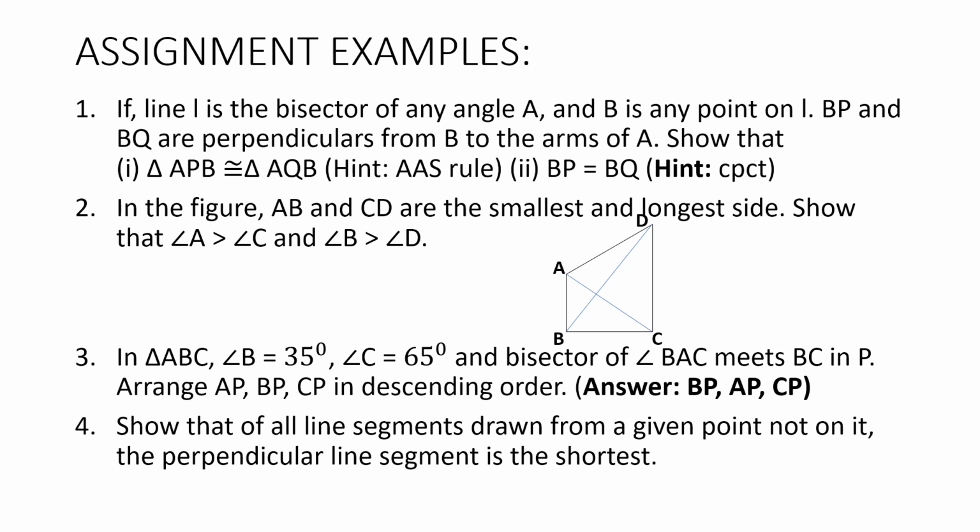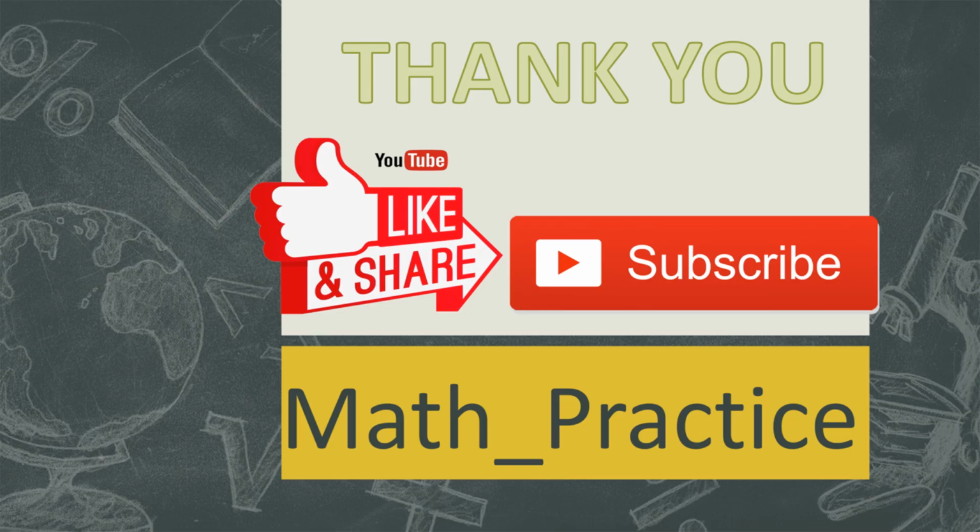Fourth one, show that of all line segments drawn from a given point not on it, the perpendicular line segment is the shortest. You can prove this result like we had proved for the hypotenuse. Triangles is an important chapter, so please practice all the examples.